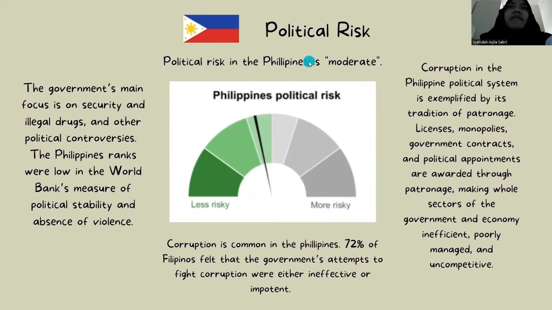Okay, political risk in the Philippines is moderate. Moderate is actually in between, good and not too good. So, moderate macam in the middle lah. So, the government's main focus is on the security.